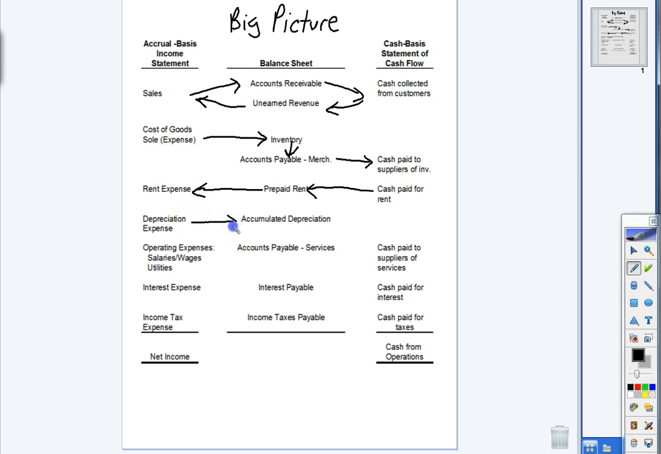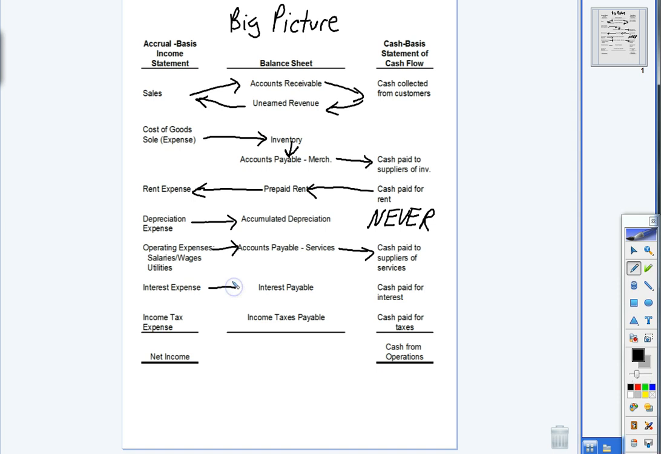Depreciation expense increases accumulated depreciation, but depreciation is never a cash payment. Right? Companies don't write checks for depreciation. We write checks, we pay cash when we purchase long-term assets, but we don't write cash to represent the depreciation of the assets. Operating expenses, like salaries and utilities, we accrue those in a payable and later pay the cash.